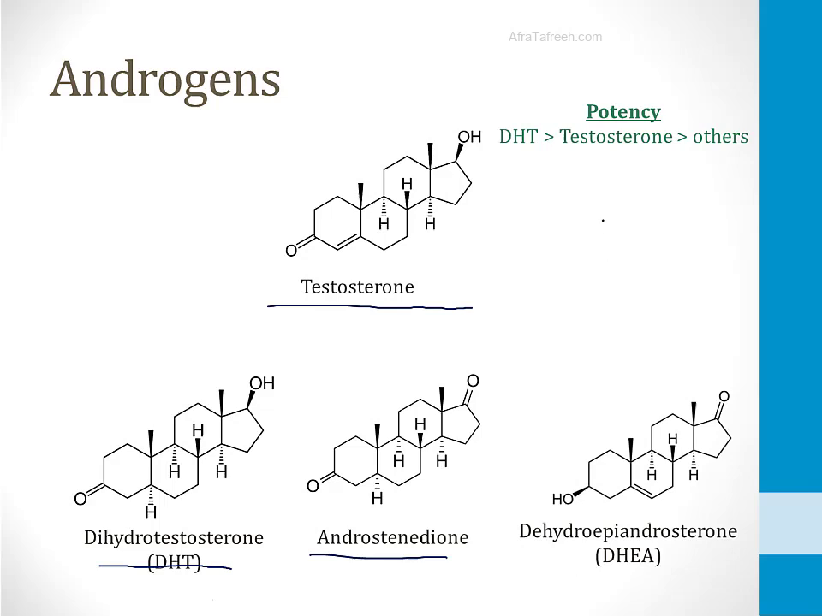At the top right of the screen, I've listed the potency. DHT is the most potent of the androgens. We will discuss this in more detail in the module on male reproductive hormones, but DHT is not generally synthesized by the testes. Testosterone is made by the testes, and in the periphery it is converted to the more potent DHT. Testosterone is less potent than DHT, and then androstenedione and DHEA are the weakest of the androgens.